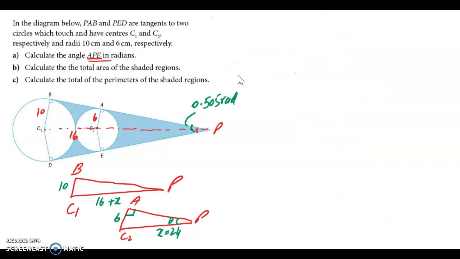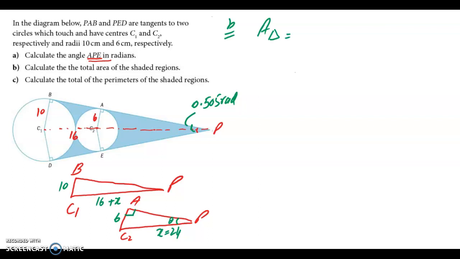Now if we look at part B, it says calculate the total area of the shaded region. The shaded region is this part. From the kite, we need to subtract the smaller circle and the sector area of this bigger circle. To find the area of the kite, we can use the area of a triangle formula and double it because we have two similar triangles, as we just saw.